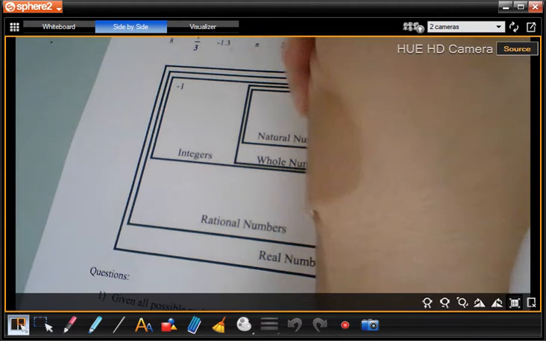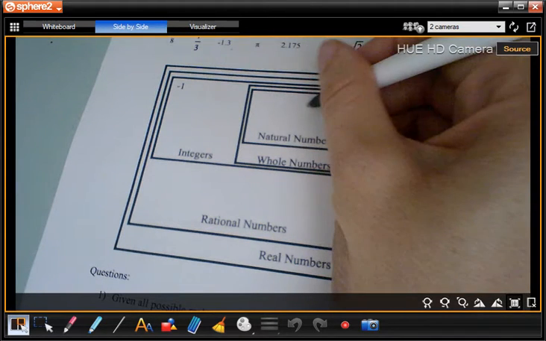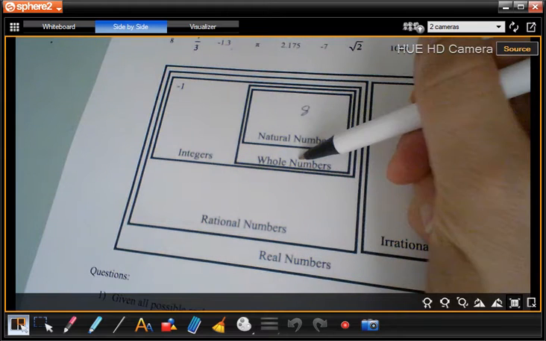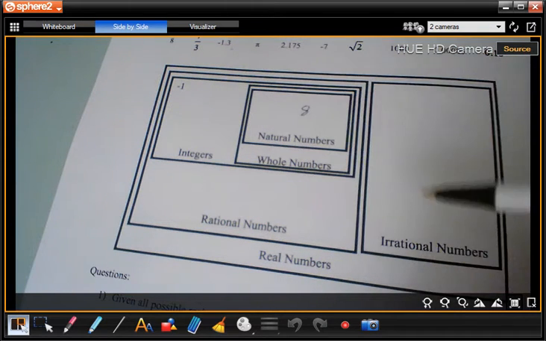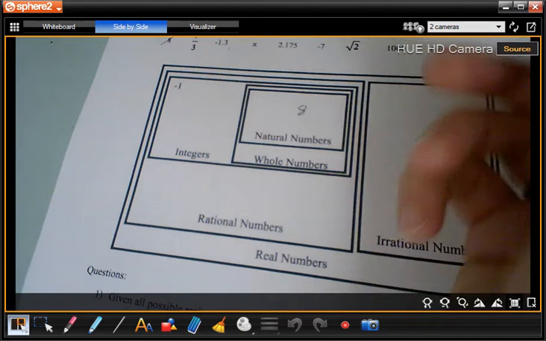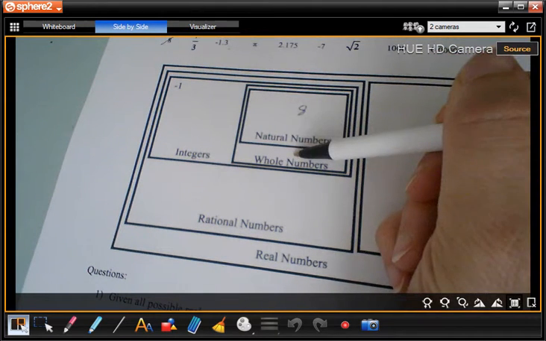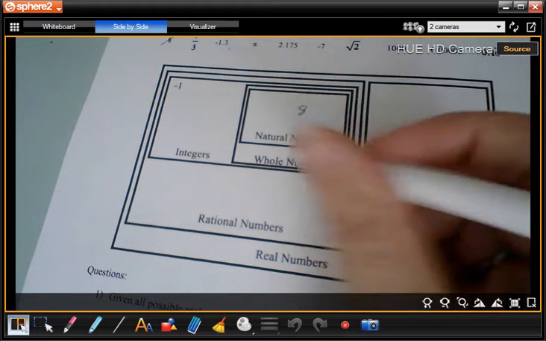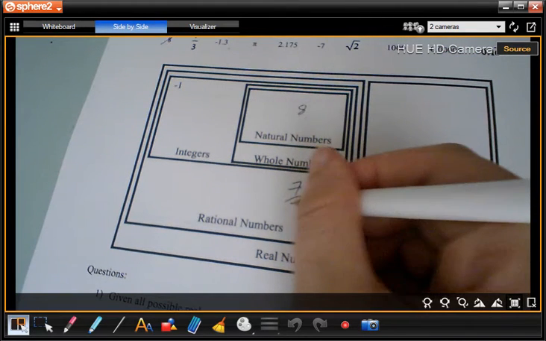Okay, so we've got 8. 8 is a natural number. It's also a whole number. It's also an integer, rational, and real. It is not an irrational number, though. 7/3 is not a natural number, not a whole number, not an integer. It is a rational number. It's written as a fraction.